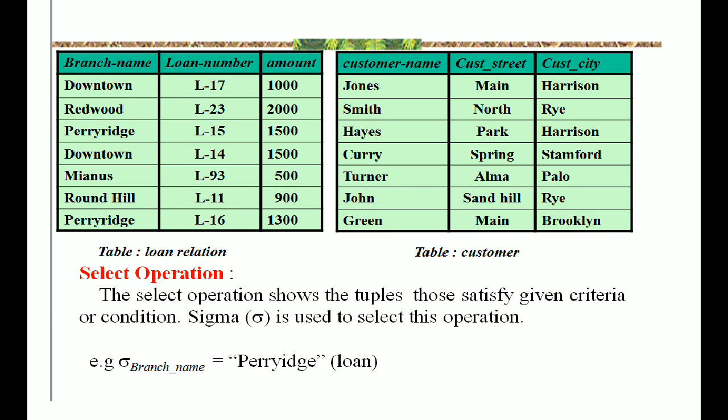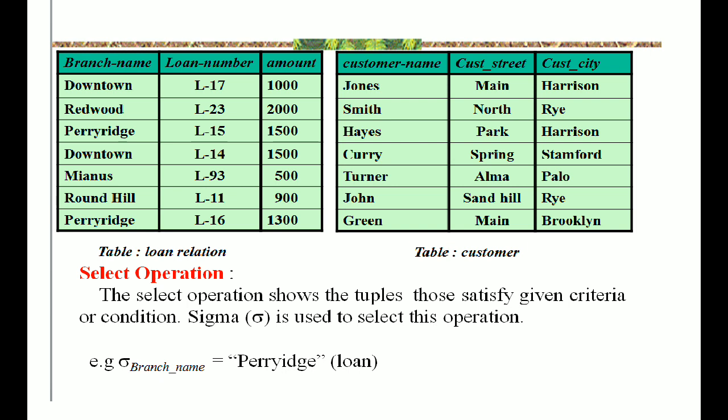For example, sigma branch name is equal to Perryridge in brackets loan. This particular relational algebra gives us the records from the loan table where branch name is equal to Perryridge.